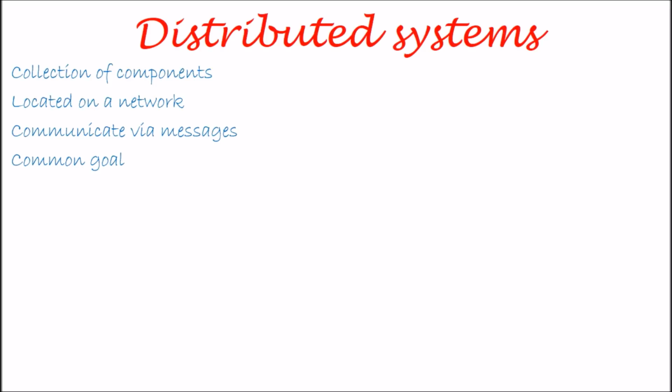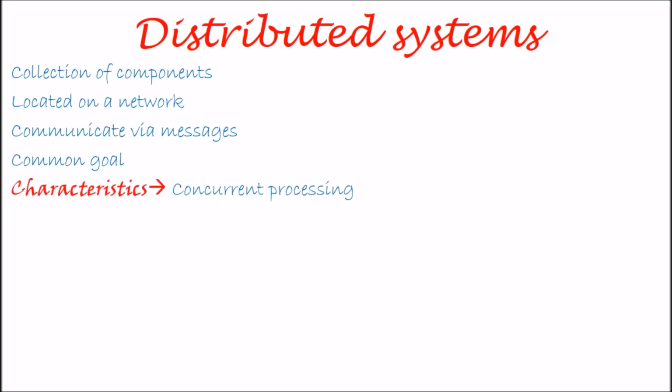They are given the same task, and that task gets chopped into various small tasks and gets divided across all the components of the distributed system, and all the components work on that small task, and later results from all these components are combined to get the final result.